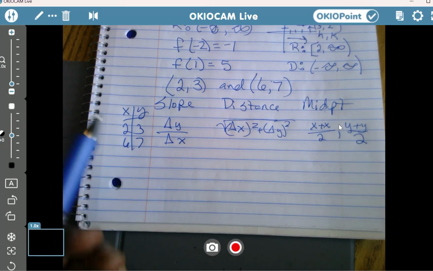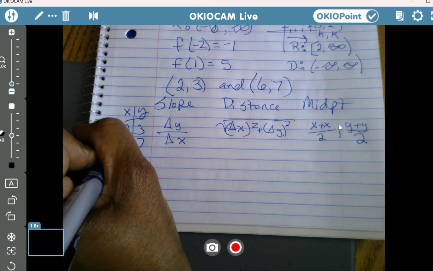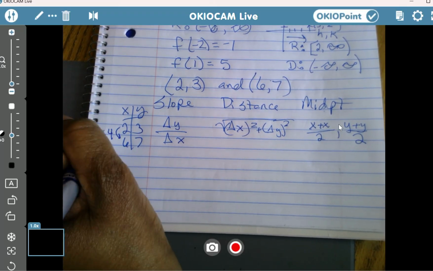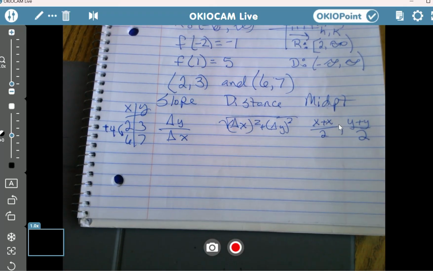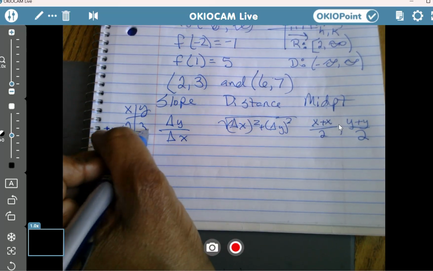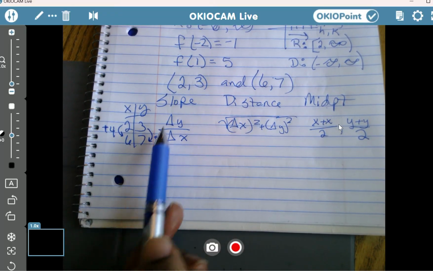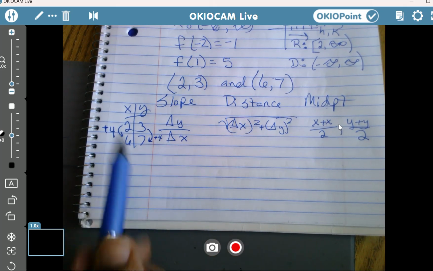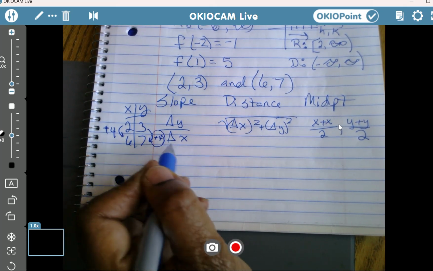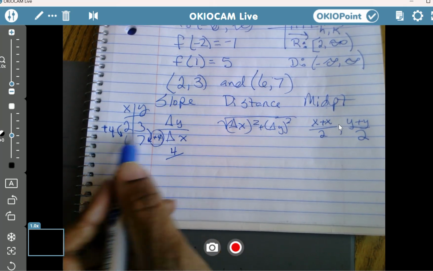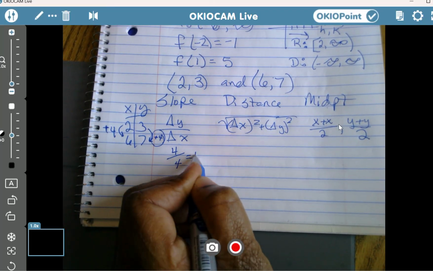Okay, over here, the change in the x values, you're going from 2 to 6. I want you to imagine on a number line that is an increase of 4. And here we're going from 3 to 7. That is also an increase of 4. So the slope of this problem is the change in y, which is positive 4, over the change in x, which is positive 4. That gives us a 1.